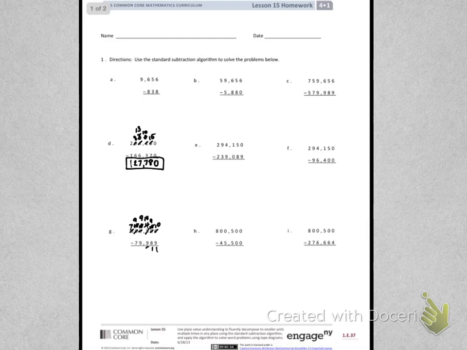14 minus 9 gives you 5. 9 minus 9 gives you 0. 9 minus 7 is 2. And 7 minus nothing else is 7. So our final answer is going to be 720,511. Again, we try to do all the rebundling from the beginning, but if we miss one, we know how to go back and fix it.